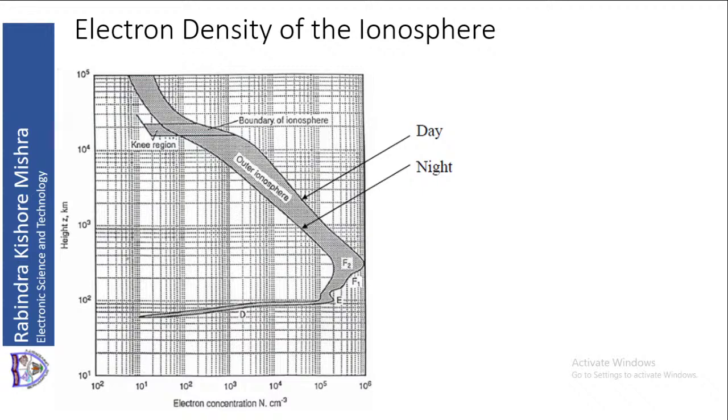Now why will these two boundaries be there? There are two different boundaries, one for day, one for night. Why can there be two boundaries? That is a question that many times people ask. The reason is very simple, extremely simple. In the daytime the sun is present, in the night the sun is not present.